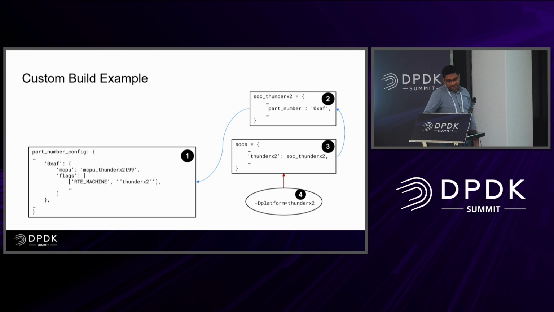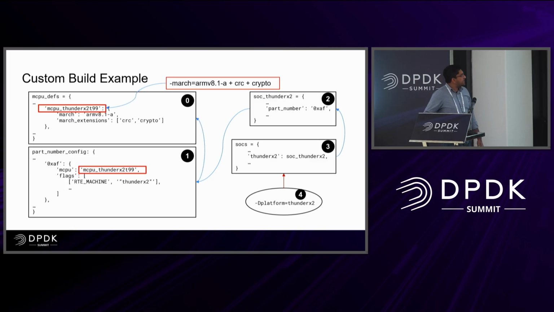Now, if you look at this MCPU, it does not really exist. It is a pseudo MCPU which you define much later in the MCPU defs dictionary, right? If you look at the MCPU defs dictionary, it defines MCPU underscore ThunderX2T99, which I think Marvell knows what ISA version it supports. According to them, it's V8.1a, and it has a bunch of extensions, CRC and crypto. So ultimately, when you pass this argument, dplatform equal ThunderX2, it's going to generate that march. Since it does not have an MCPU defined in GCC, it generates march equals ISA version plus CRC plus crypto, which is the optimal binary for that platform.